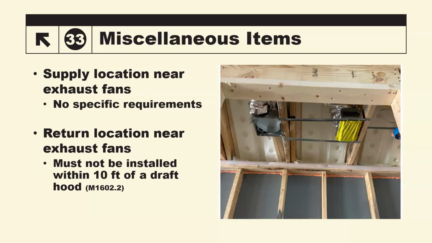But as you see, return ducts and return boxes, those do have requirements by code. It must not be installed within 10 feet of a draft hood and/or exhaust fan. That comes from the mechanical code M1602.2. So from a building science standpoint, the supply air should be pointed at the direction of the heat load, and that one in this case would be the exterior wall. If this vent was turned 90 degrees, you could have that vent put in to where it actually blows against the wall. You really don't want it blowing directly on someone.